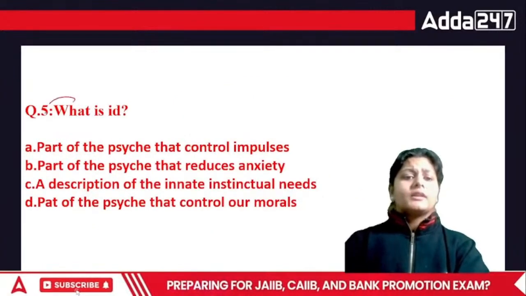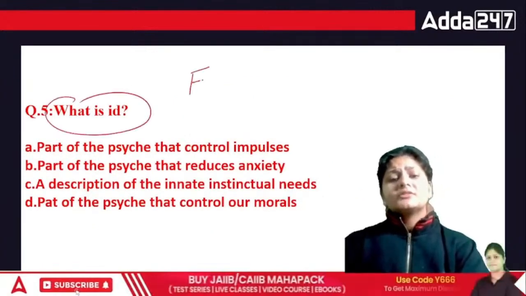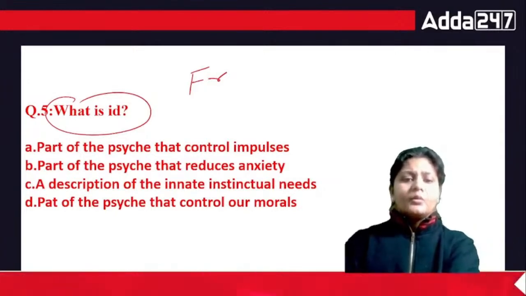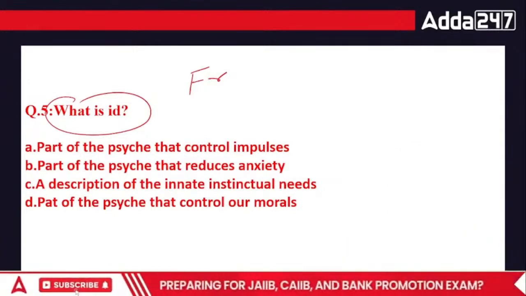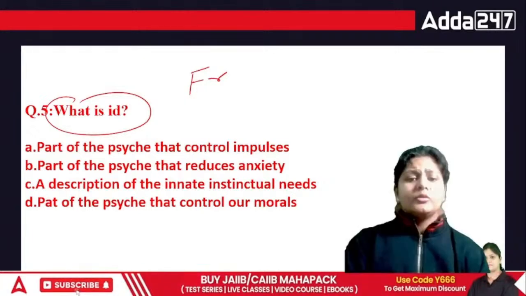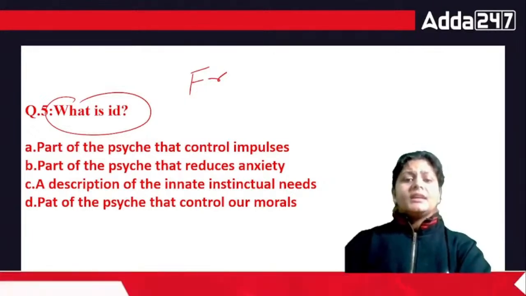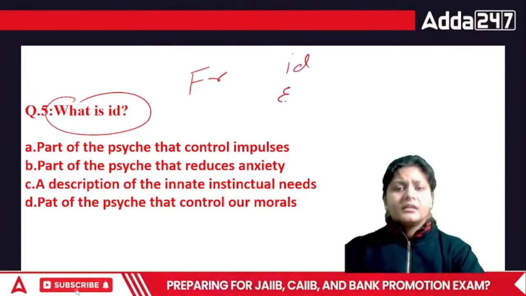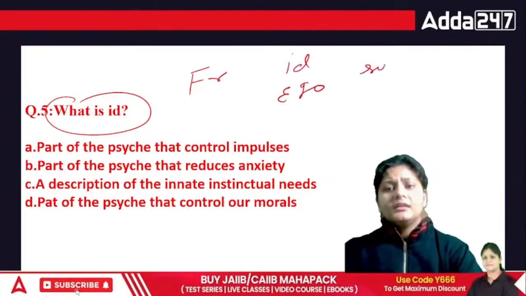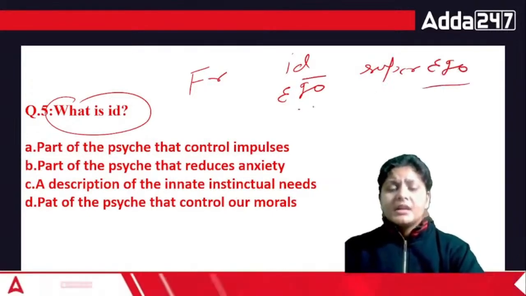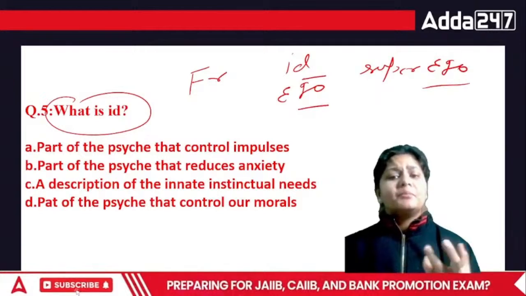Next question is, what is the id? See, in the personality theory, 3 ego states are given, right? That is id, ego and super ego, right? Now what is the meaning of id? See, id is your impulsive behavior.